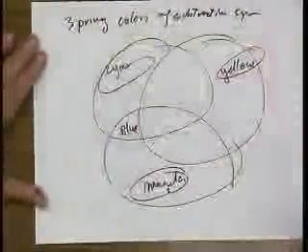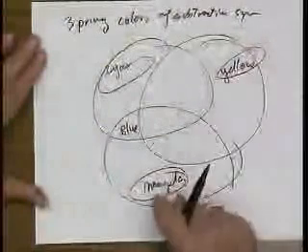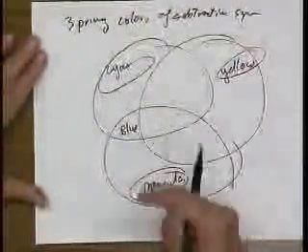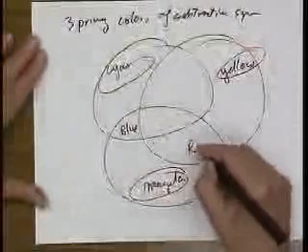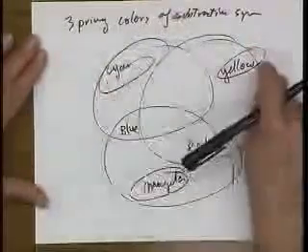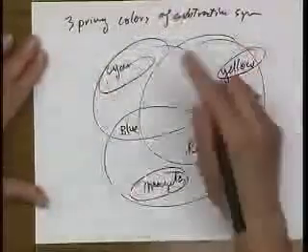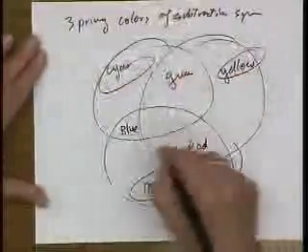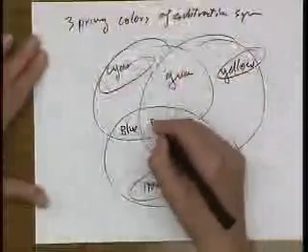And then how about the intersection of yellow and magenta? Well, you go through that same process and you realize it's red. How about the intersection of yellow and cyan? It's green. And the intersection of everything here is black.